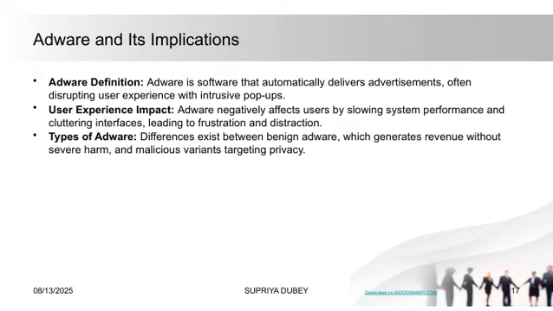It's also important to understand that not all adware is the same. There are different types, ranging from benign versions that simply generate revenue for developers without causing serious harm, to malicious variants that can compromise your privacy and security. Malicious adware can be particularly dangerous because it might track your personal information or even lead to more serious security issues. Connecting this to our overall theme of cybersecurity, recognizing the different types of adware and understanding their implications helps us better protect ourselves and our devices. Being aware of these threats is the first step in maintaining a safe and smooth digital experience.